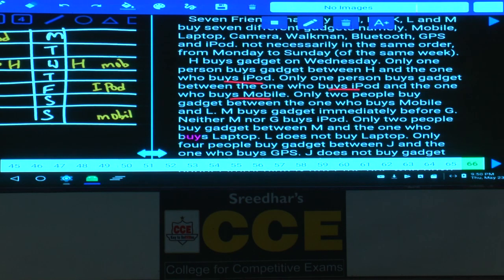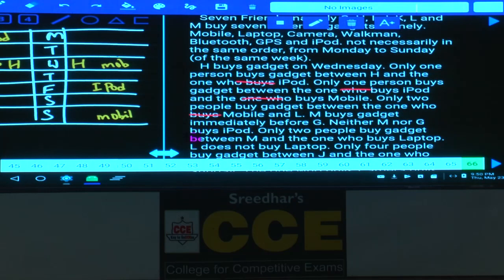And only 2 people buy the gadgets between the one who bought mobile and L. Between mobile and L there must be exactly 2 people. If this is mobile, then 2 people between means L will be here. Or if this person is mobile, then L will be here. And so how many possibilities? We have 2 possibilities. Then between mobile and L there must be exactly 2 people, hence L must be on Saturday.